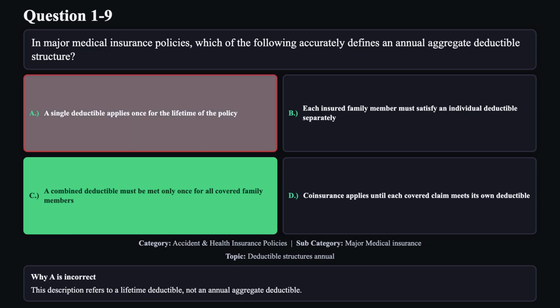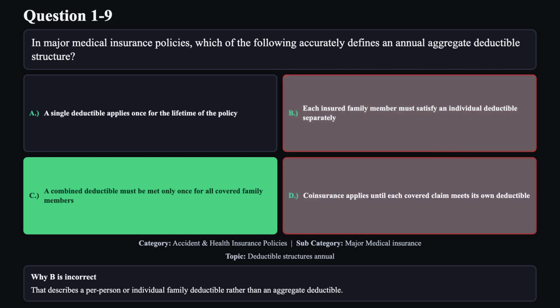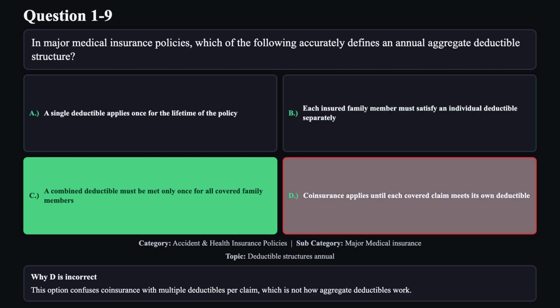Reason A is not correct. This description refers to a lifetime deductible, not an annual aggregate deductible. Reason B is not correct. That describes a per-person or individual family deductible rather than an aggregate deductible. Reason D is not correct. This option confuses coinsurance with multiple deductibles per claim, which is not how aggregate deductibles work.